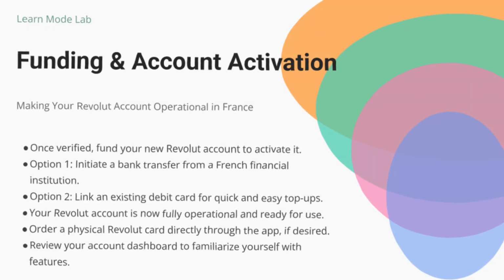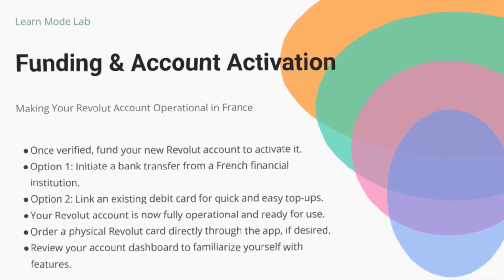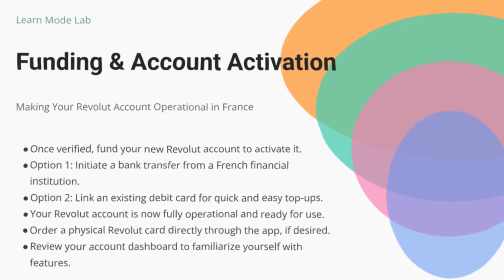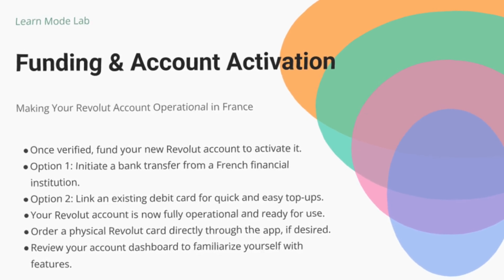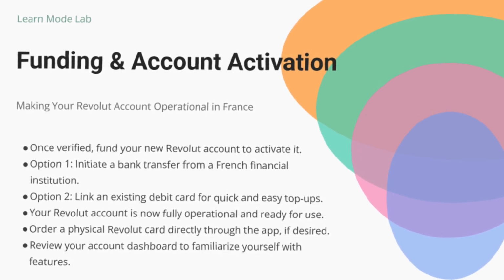Once verified, fund your new Revolut account. Options: bank transfer from a French institution or debit card linkage. Your account is now operational. Order a physical card through the app if desired.